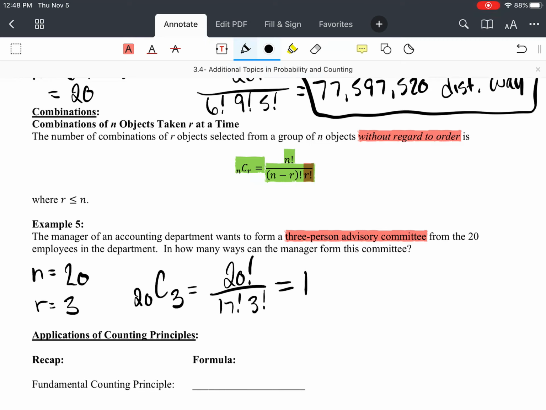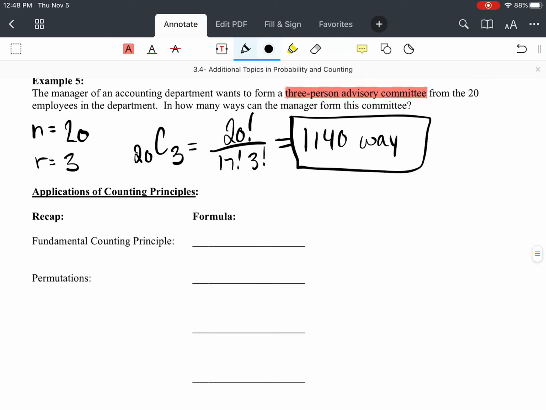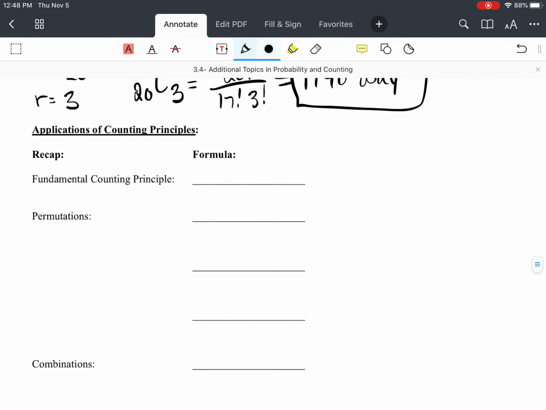Multiplying this out, again, I'm going to leave this to your calculator. We get 1,140 ways that we can choose this 3-person committee. Now, if we added rank into this, so if we cared who the first, second, and third person was, this number would actually be much larger.